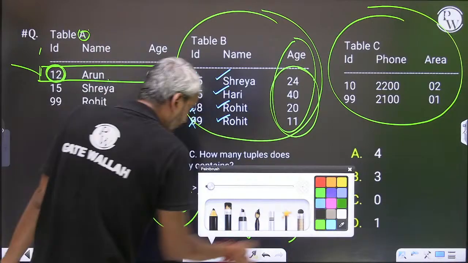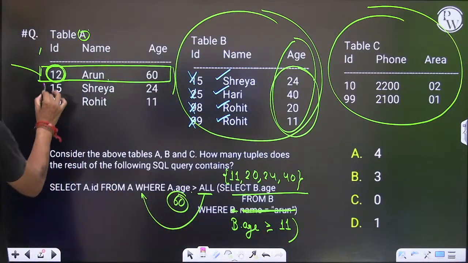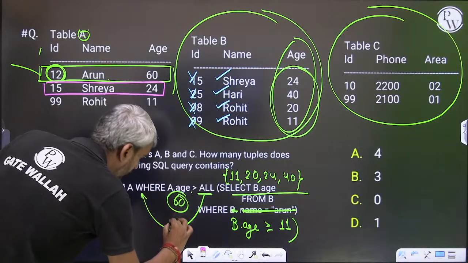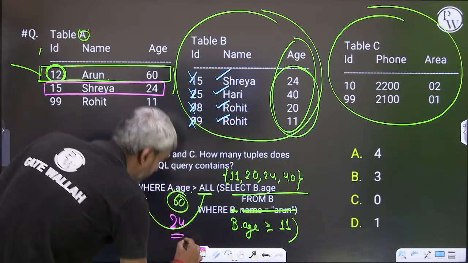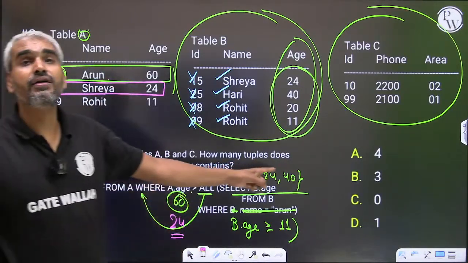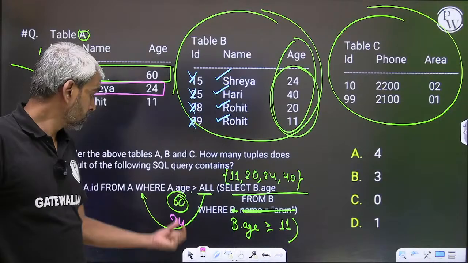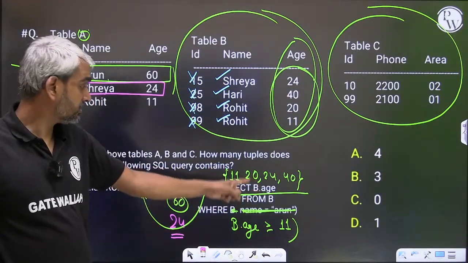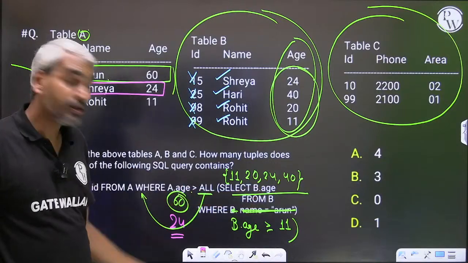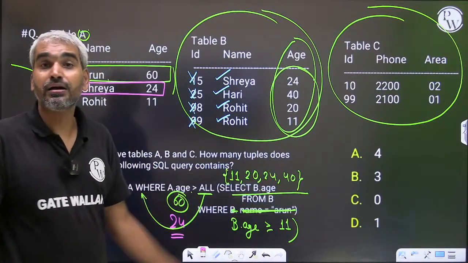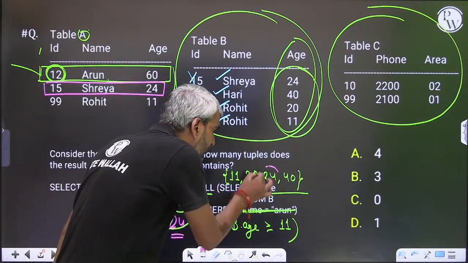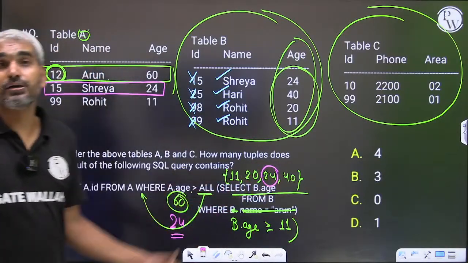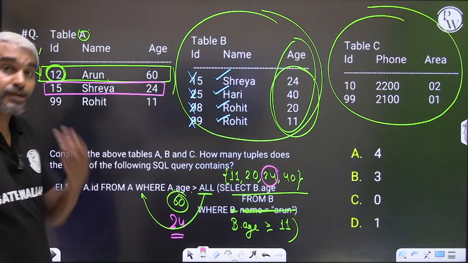But what will happen with respect to the second tuple? When you go with respect to the second tuple, then the value will be 24. You will check whether 24 is greater than all the values or not. So 24 is greater than 11, so it will go and compare the next condition. 24 is greater than 20, so it will go and compare with the third value. The moment it identifies that there is a value 24, 24 is not greater than 24.